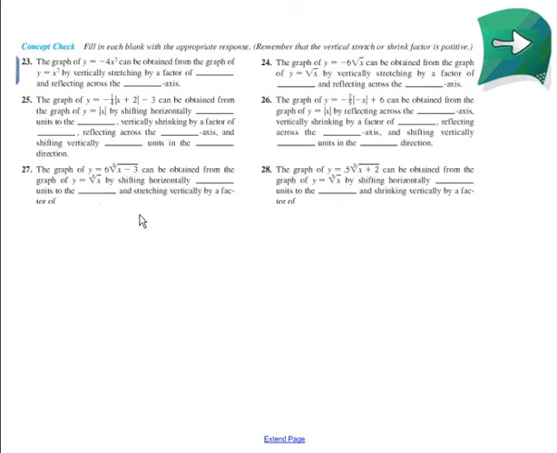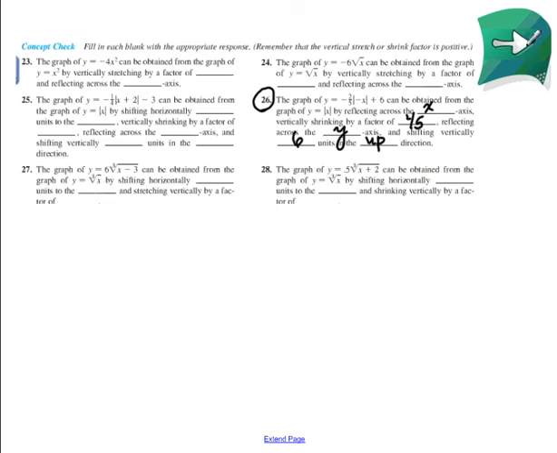The next type of problems is just to fill in the blank with the appropriate response. It says to remember that the vertical stretch or shrink factor is positive. So for instance, number 26 says to describe the changes here. The graph of y is equal to -2/5 times the absolute value of negative x plus 6 really looks like the problem that we just worked. It says can be obtained from the graph of absolute value of x by reflecting across the, well, notice there's two negatives here. There's an inside negative and an outside negative. The outside negative reflects across the x-axis and the inside reflects across the y. But we always want to do reflecting across the x-axis first, then vertically shrinking by a factor of 2/5, reflecting across the y-axis, and now shifting vertically by 6 units in the positive direction or upward direction.